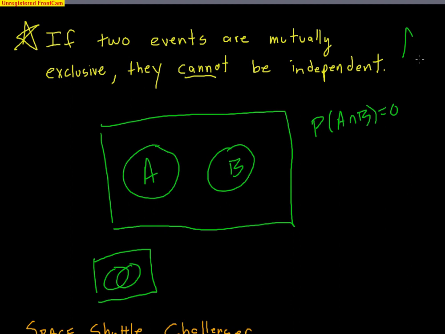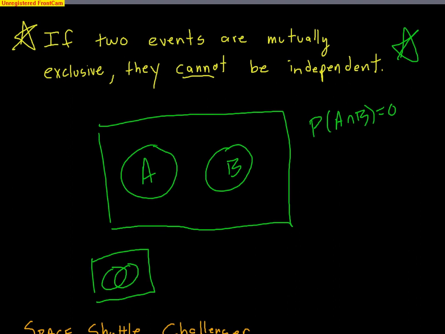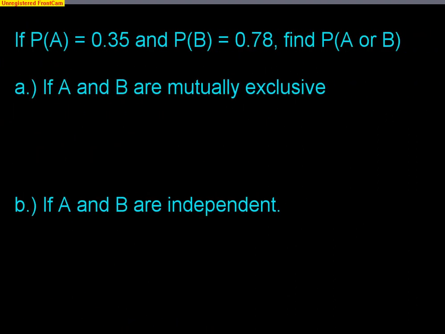So the one thing we know for sure, without a shadow of a doubt, is only if you are mutually exclusive, we know that you cannot be independent. Okay? One last problem to go, and this video is done.